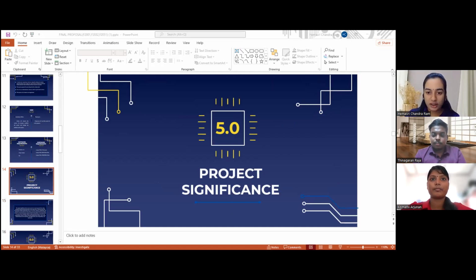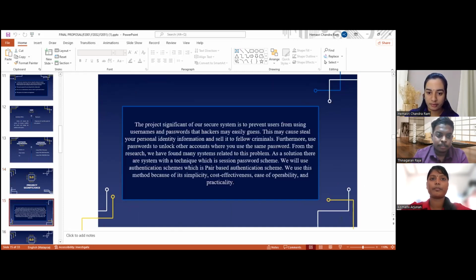Thank you, Komati. Now I would like to continue with project significance. So basically, the project significance of our secure system is to prevent users from using usernames and passwords that hackers may easily guess. This may cause them to steal your personal identity information and sell it to fellow criminals. Furthermore, they use the password to unlock other accounts where you use the same password.